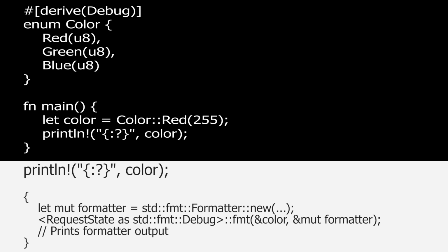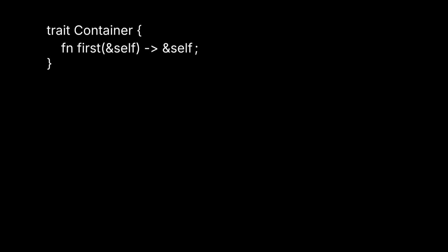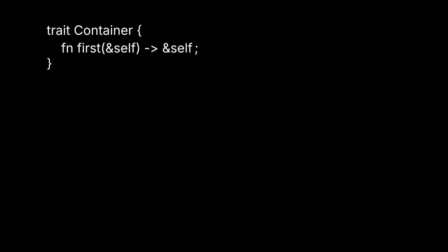Traits provide type placeholders as well. This is useful when you don't know what data type you will be working with while declaring the trait. For example, let's say we have a trait called Container, and this Container has a method signature where we want to return the first item of the container. This Container trait can be used for integer values or string values.